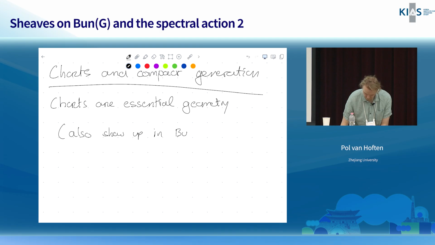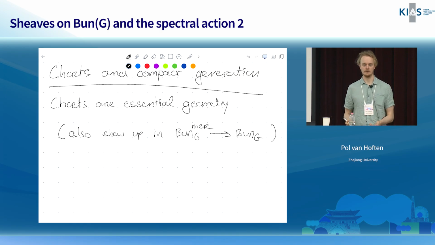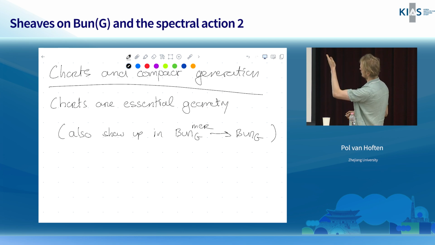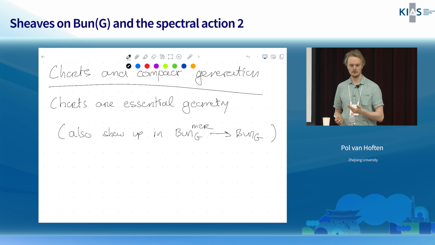well, how should I say it? I guess Ian will talk about this next week, but there's this Bun G meromorphic to Bun G, and somehow magically out of this, the charts also appear. I'm going to use charts to prove the category of sheaves on Bun G is compactly generated, but that's just one application, and the charts are really just an important part of the geometry in general.